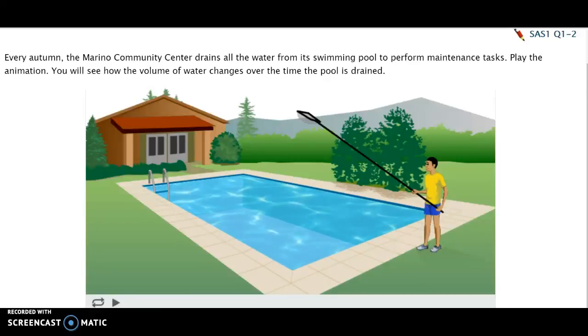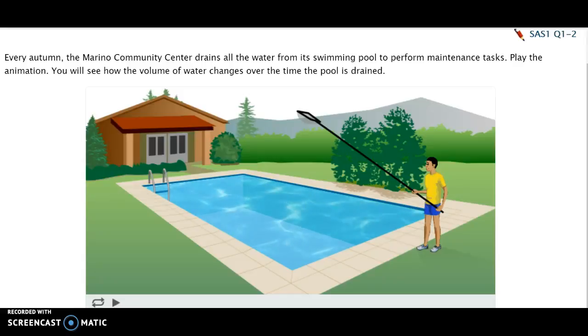Today's lesson, we're going to explore a little more about the rate of change from graphs and tables. So this is kind of like a review, but it should be a good one. So today we're going to talk about the Merino Community Center.